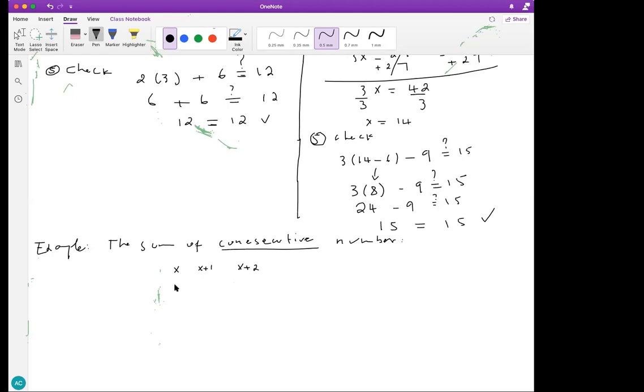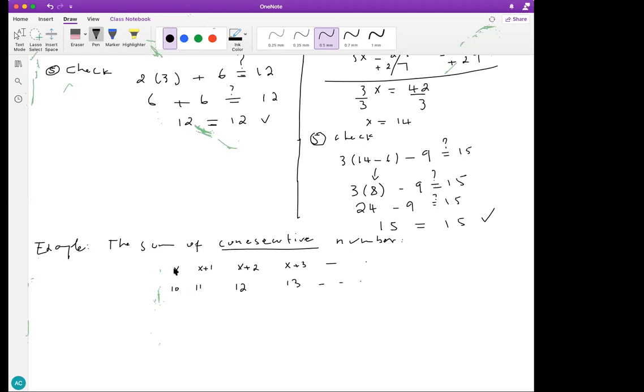For example, if you have, let's say, 10 here, what is the next consecutive number to 10? It'll be 10 plus 1, which is 11. And the following one would be 12, because you take the original number and add 1 to it. For the next one, you add 2, and the next consecutive number is when you add 3 to the first number we started with. So 10 plus 3 is 13. So 10, 11, 12, 13.